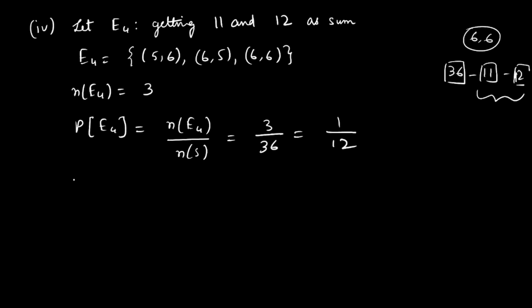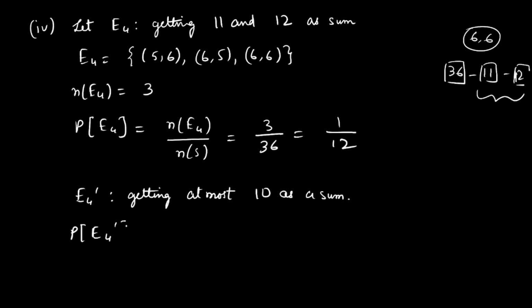So we have to find the probability of the complement of this event. Complement of the event E4 will be what? Complement of this E4 will be getting at most 10 as a sum, right? In the event E4, we are getting 11 and 12 as a sum. So the complement of this event will comprise a sum as 2, 3, 4, 5, 6, 7, 8, 9 and 10. So getting at most 10 as a sum. So the probability of the event E4 complement will be 1 minus 1 by 12, equals 11 by 12. So this is the required probability.